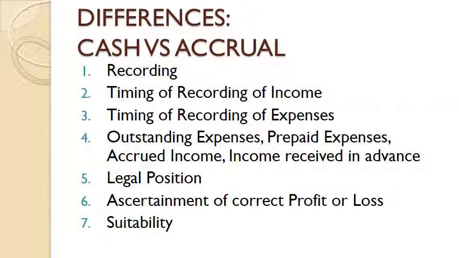Next is ascertainment of correct profit or loss. In cash basis, as I told you in the previous video, we don't record all the transactions. Only cash transactions are recorded. That's why it doesn't generate a clear or fair picture. While in accrual basis, all the transactions are recorded. That's why it creates a true picture of the business and its financial position. The last one is suitability. Cash basis accounting is basically suitable for professional people like doctors and lawyers, while the accrual basis is adopted by business enterprises who have the profit motive. That means they have the motive to earn profit. So these firms usually use the accrual basis of accounting.